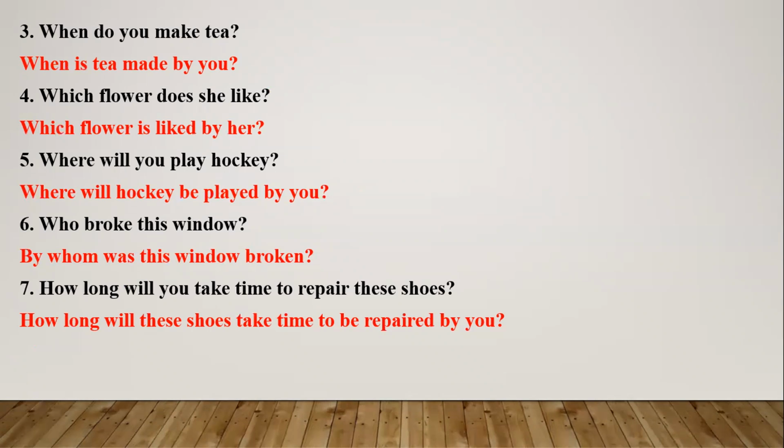Number four, which flower does she like? Again, the tense is present simple, and which is a WH word that carries a noun. The noun here is flower, right? So which flower will remain the same, okay? And the tense is present simple, and we are making passive voice. We need is, am, are. So, which flower is liked by her?